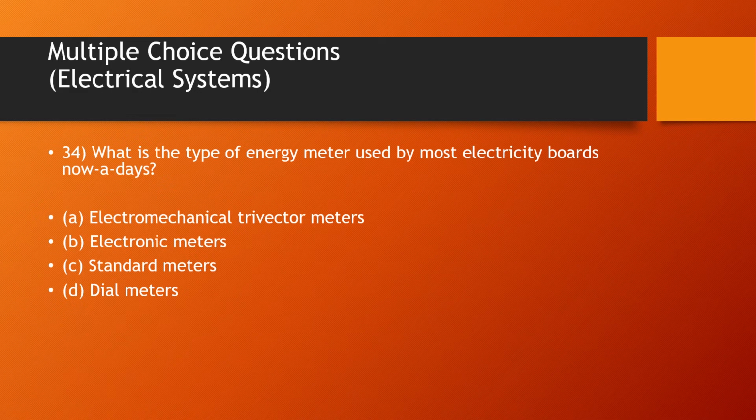Now coming to the next question, what is the type of energy meter used by most electrical boards nowadays? Option A is electromechanical trivector meters. Option B is electronic meters. Option C is standard meters. Option D is dial meters. And the answer to this question is option B, that is electronic meters.